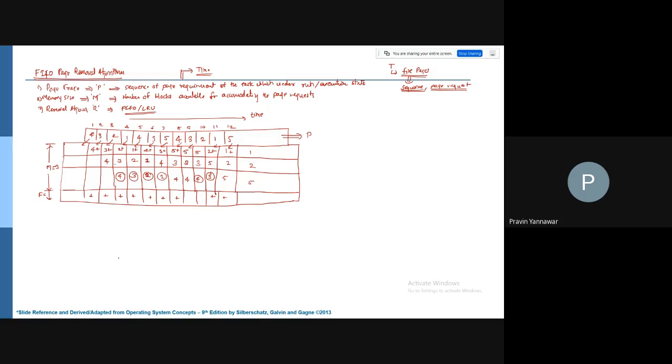So if you count it here, how many faults have occurred? This is 1, 2, 3, 4, 5, 6, 7, 8, and 9. So the total number of faults, F, is equal to 9. Now in order to compute the performance, the fault rate equals F divided by the page trace length, which is 12 pages. So this is 9 by 12, which is 75%.